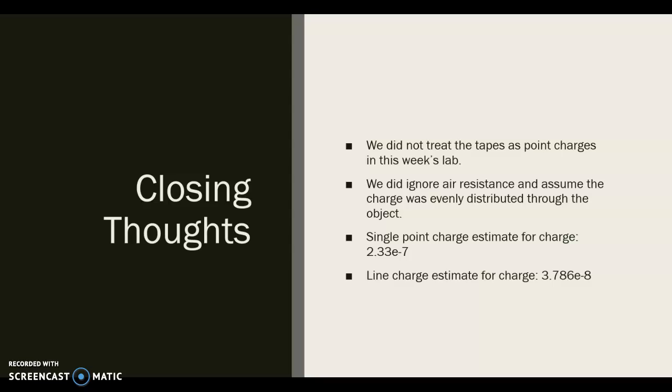And then I found that the single point charge estimate, like we found last week, like I mentioned, was slightly bigger than the line charge estimate for charge, so 2.33 times 10 to the negative 7th, as opposed to the line charge estimate, which was 3.786 times 10 to the negative 8th power.